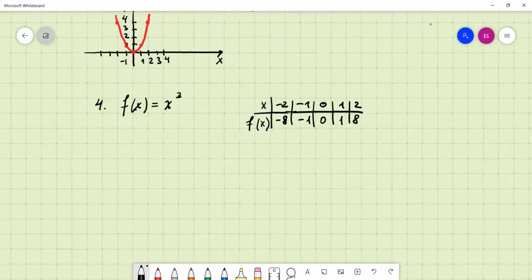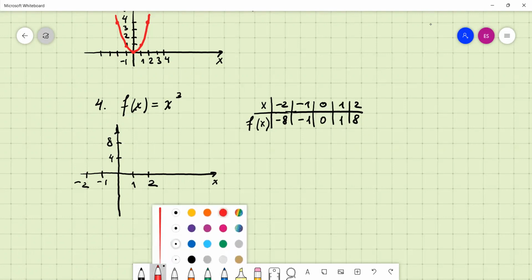Now I'm going to graph it here because my function is kind of getting large values. I'm going to do a bigger scale on the x-axis, so it's 1 and 2 here, -1 and -2, and a smaller unit on the y-axis. On the y-axis, I'm going to do like over here 4, and over here is going to be 8. Yeah, because numbers are bigger and my graph is going to be very big.